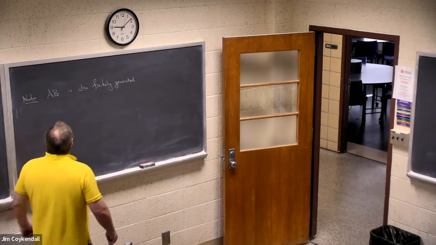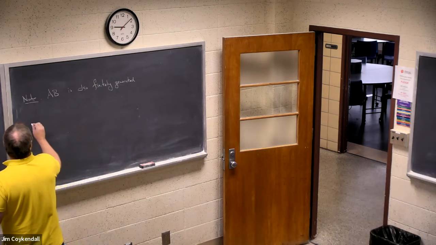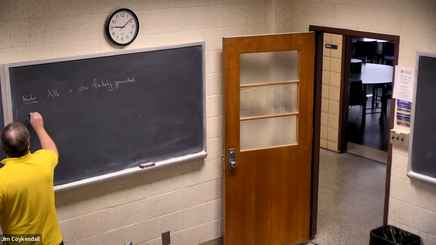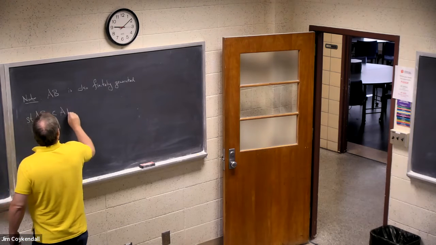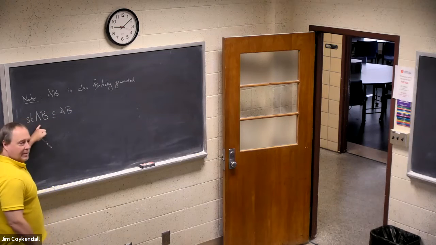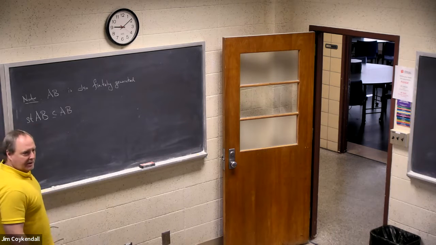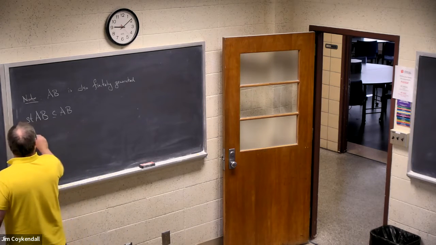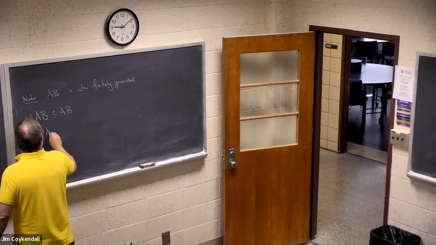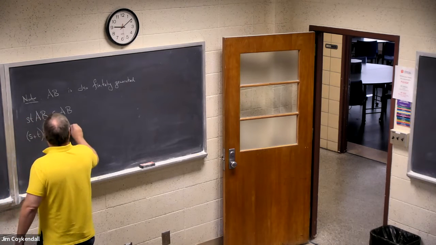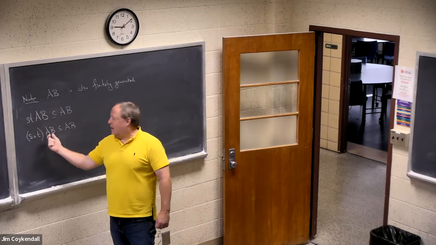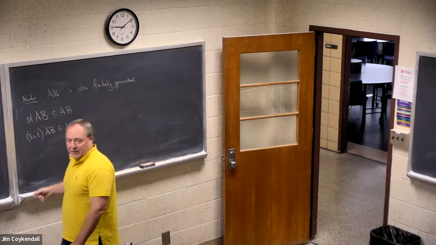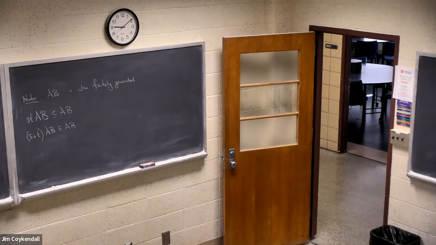Note also that if you look at ST times AB, this is contained in AB, right? Because the SA business is in A and the TB business is in B. By the same sort of logic, every SA is in A, and so that's still in AB, and every TB is in B, still in there. So this actually shows what we wanted.